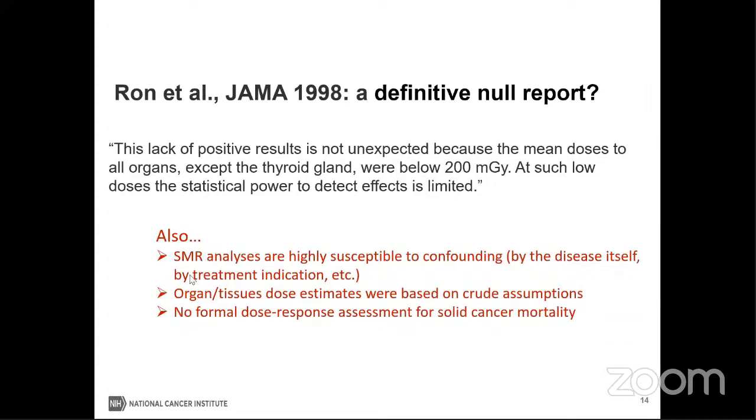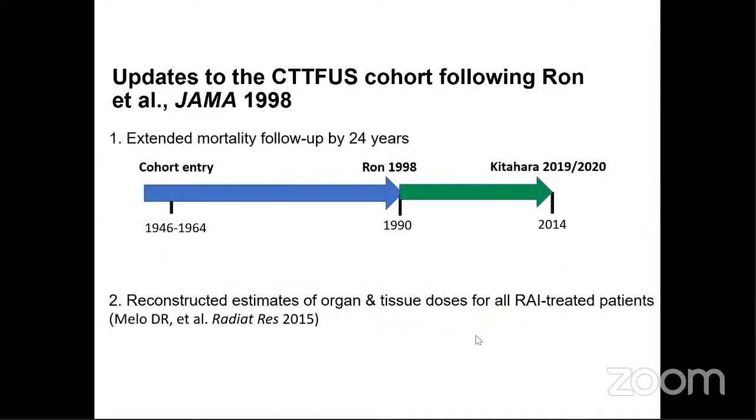Moreover, in that analysis, they really relied on these external comparison groups, which are highly susceptible to confounding, either by the disease itself or by treatment indication or other factors that differ by treatment allocation. The organ tissue doses that they did estimate in this study were based on very crude assumptions, and they only looked at red bone marrow dose in leukemia. They did not conduct any formal dose response assessment for solid cancer mortality. So there were still a lot of unanswered questions.